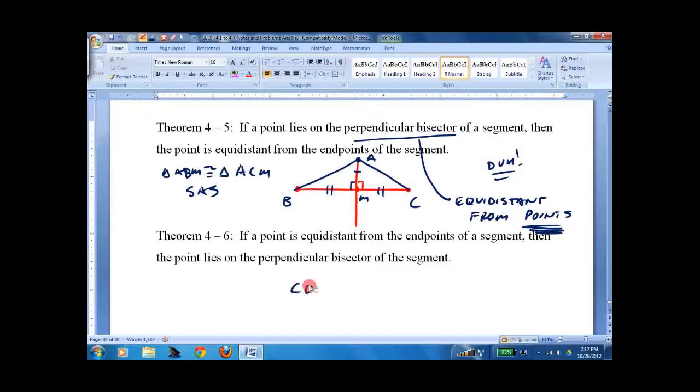This is just the converse, which makes sense. If you are equidistant from a point, then that point lies on the perpendicular bisector of a segment between you.